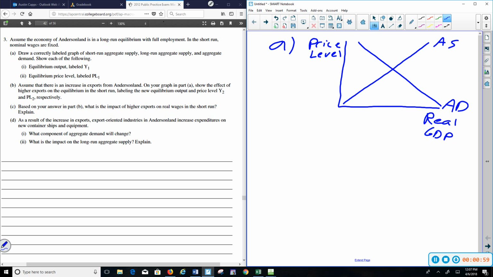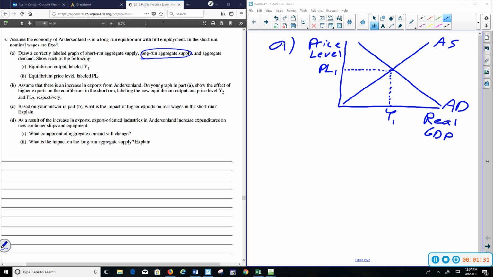Now, equilibrium is taking place right here, where the two curves meet. Right here is the equilibrium price level we'll call PL1, and it wants us to label output as Y1. So that's our equilibrium price and output. But so far, we've only posted the short-run aggregate supply and the aggregate demand curves. There's one other curve that it wants us to put on this graph, and that's the long-run aggregate supply curve.